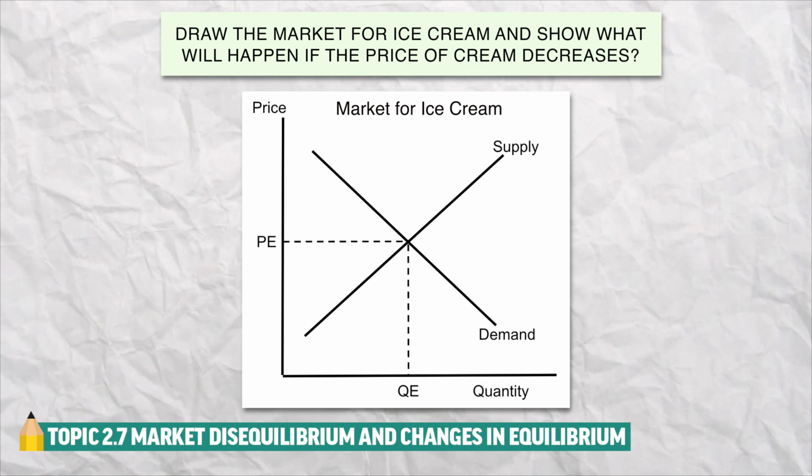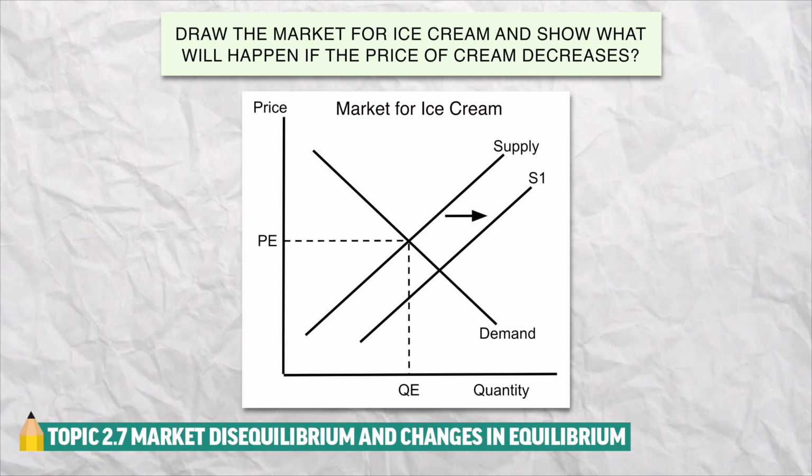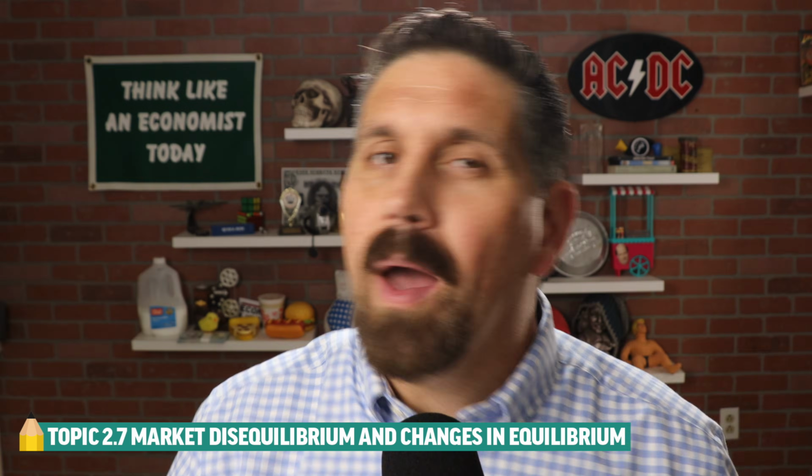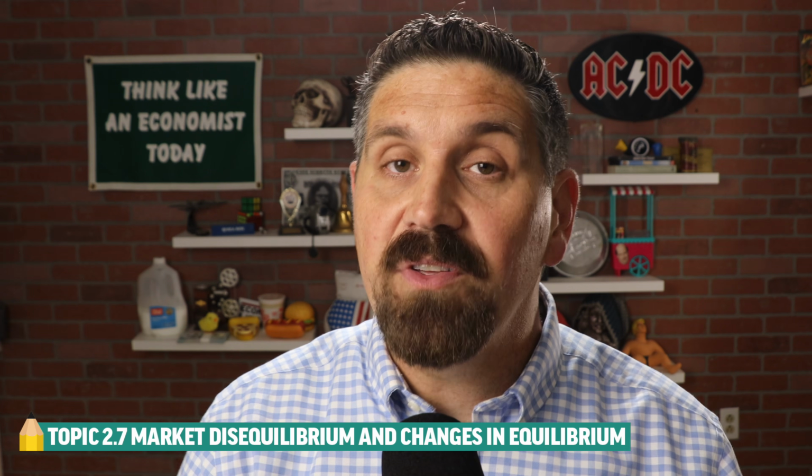You start with a graph showing the original equilibrium. We're analyzing ice cream and the price of an input fell, so that's going to affect the supply. The supply is going to shift to the right, so make sure to draw and label that and have an arrow. Now label the new equilibrium price and quantity, and at the bottom say price went down and the quantity went up.